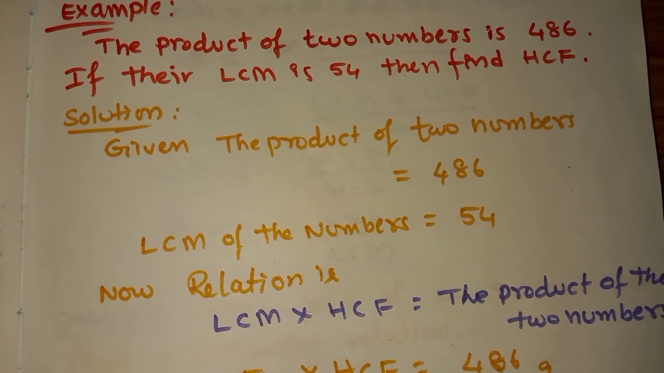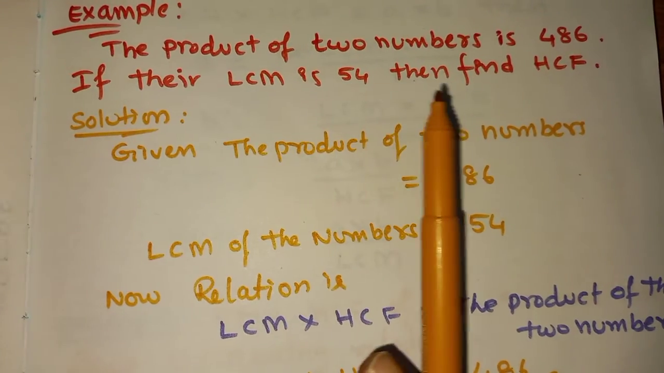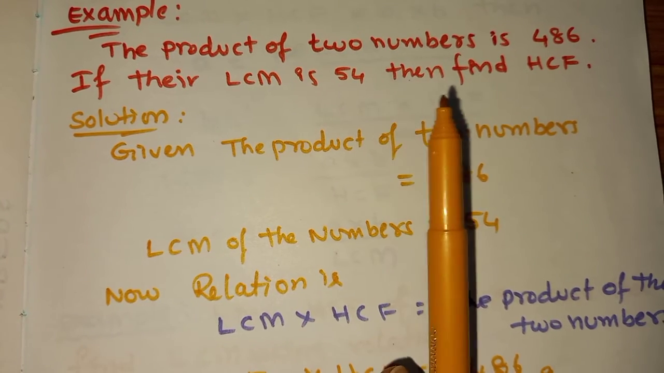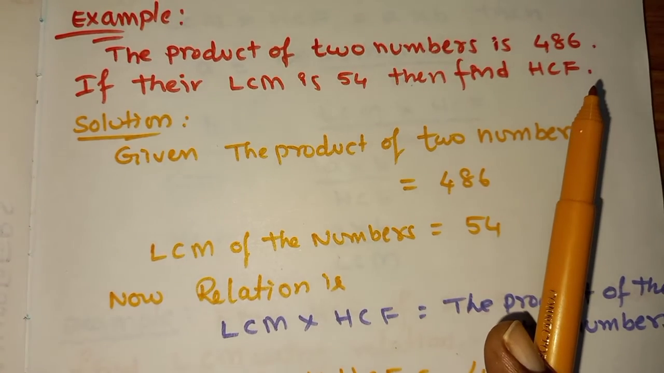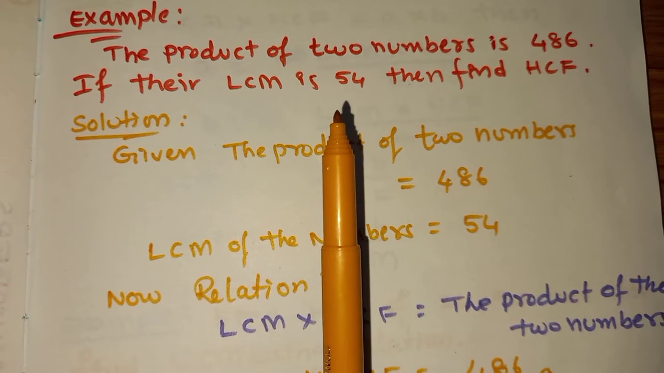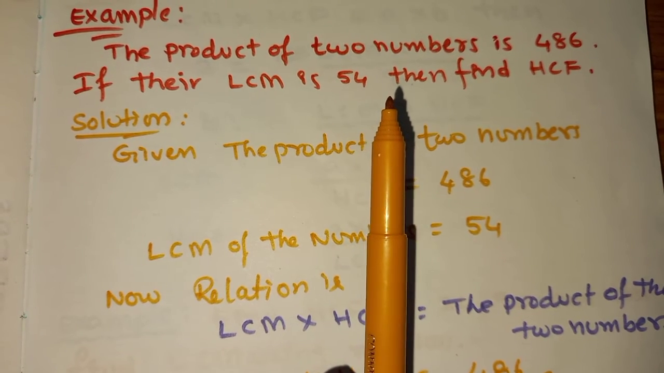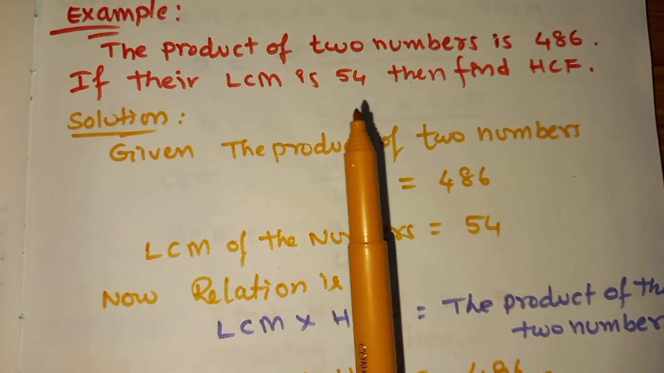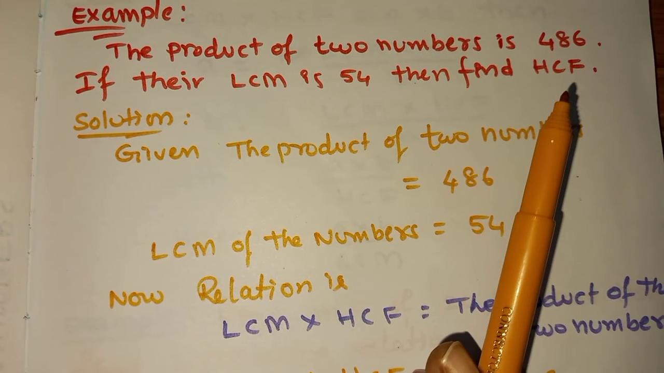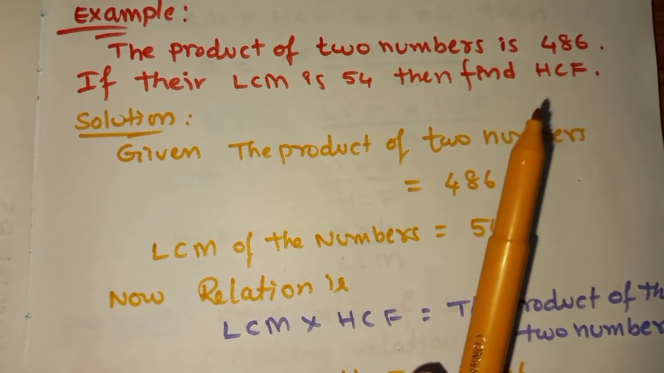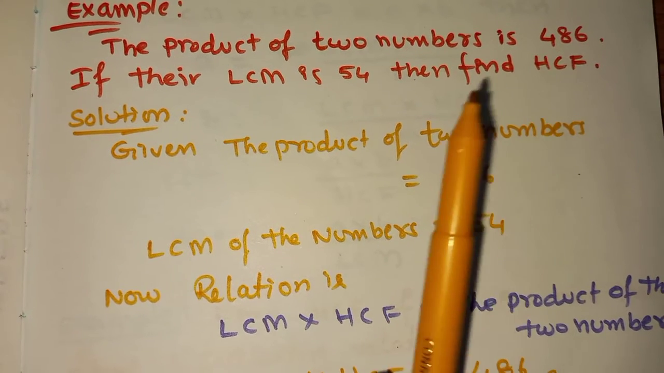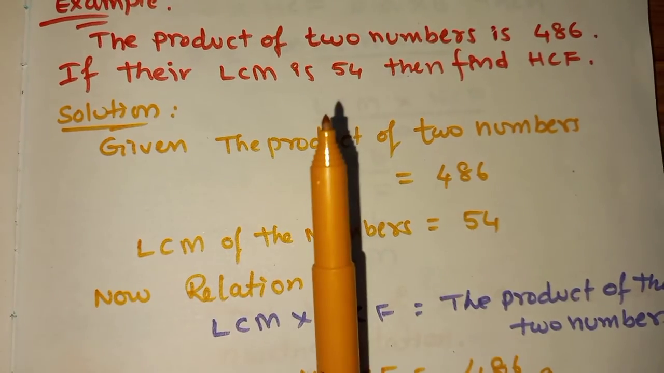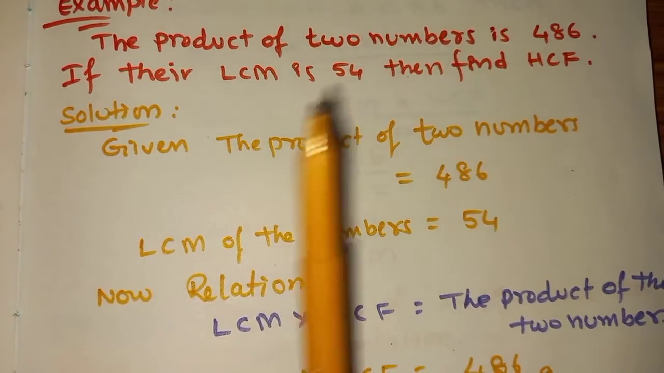Now we will move to another example. The product of two numbers is 486. If their LCM is 54, then find the HCF. Observe this question. Here they didn't give any numbers, but they gave the product of the numbers and the LCM. To find the HCF, in the general method it is not possible to find it directly. By using the relation only, it is easy to find the HCF by using these two, that is the product of the numbers and the LCM.